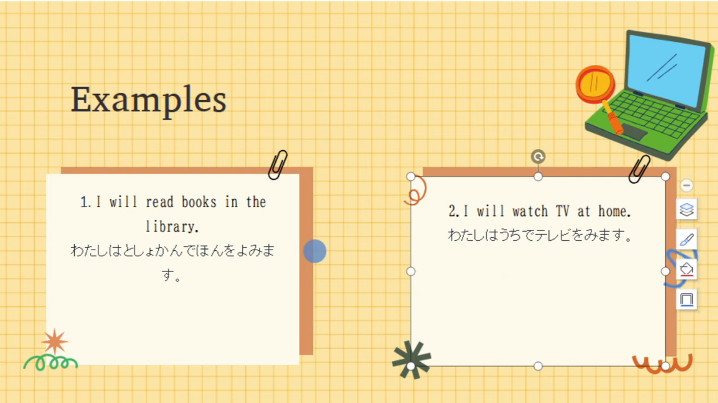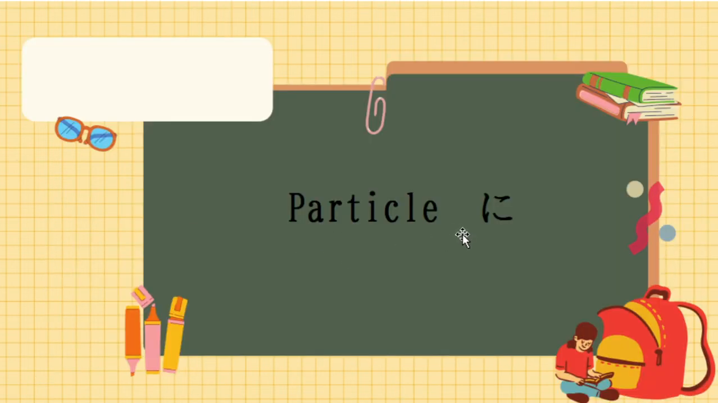So next, always remember that the particle de is used if the event took place. For example, in this sentence we will use the de here because the reading of the book happens in the library. So the event took place. It is very specific that you will read a book in the library. So next we have the particle ni.